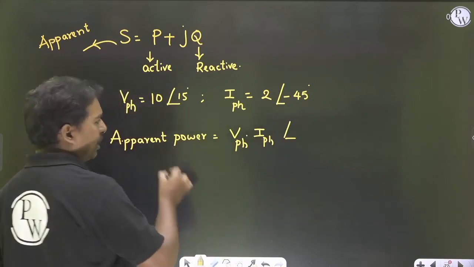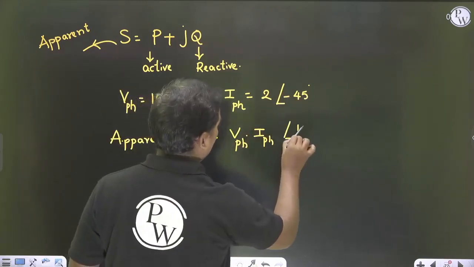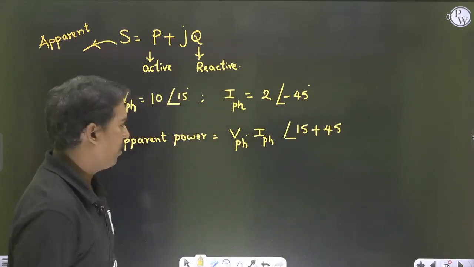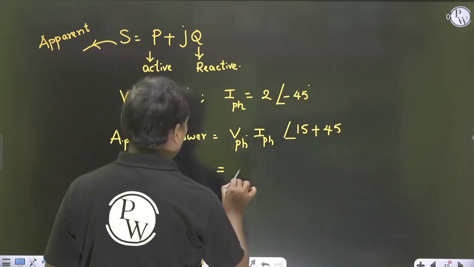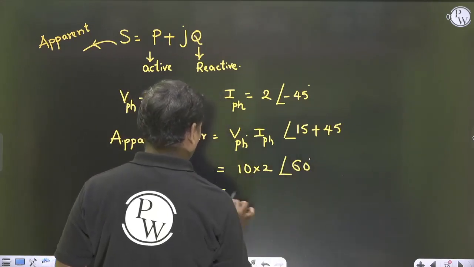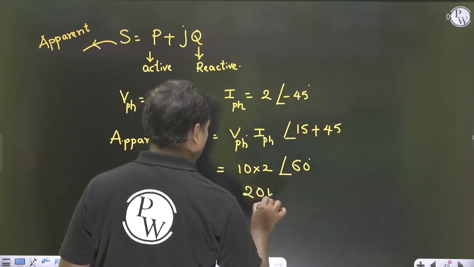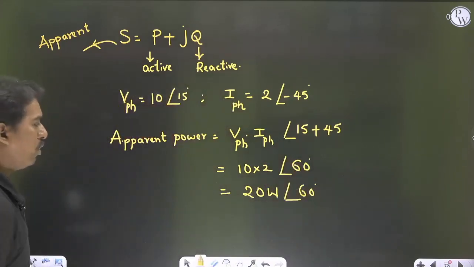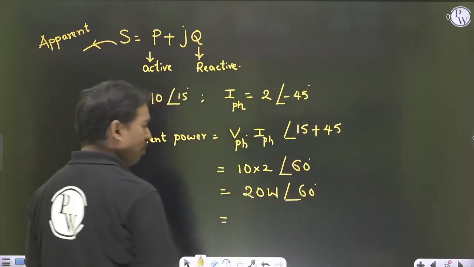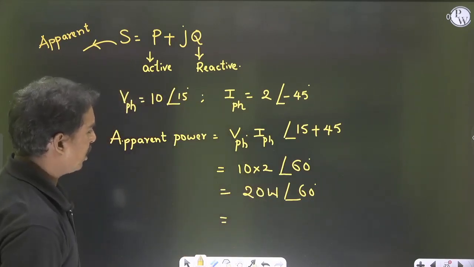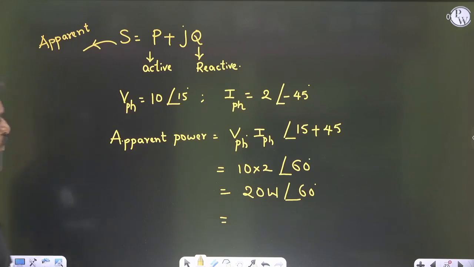If you take the magnitude of the phases, we'll take the positive deflection, 15 plus 45. So that will be 10 into 2 with a phase angle of 60. So this is 20 watts with a phase angle of 60 degrees. Now if you write this in A plus jB format, e power j theta, so what can we write?